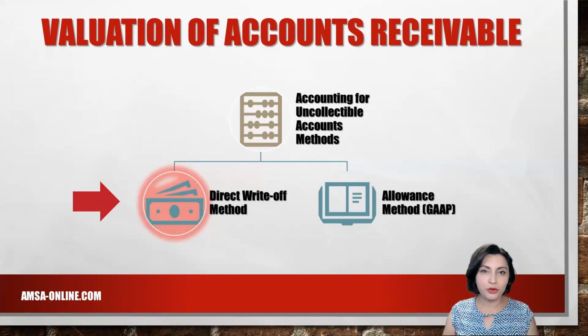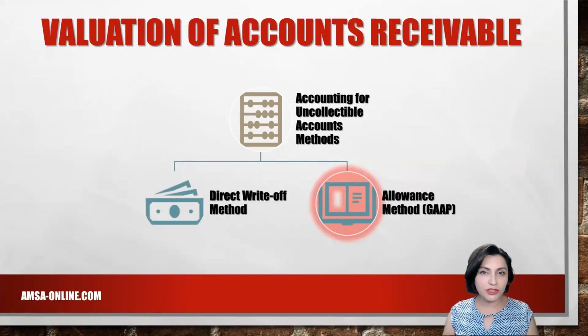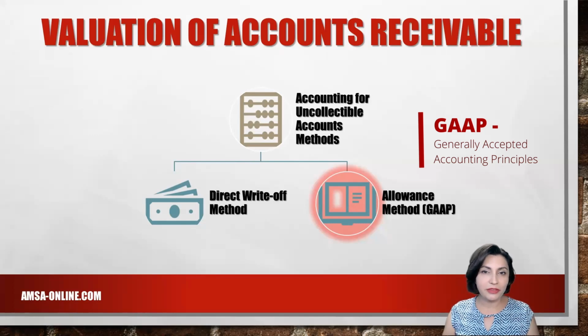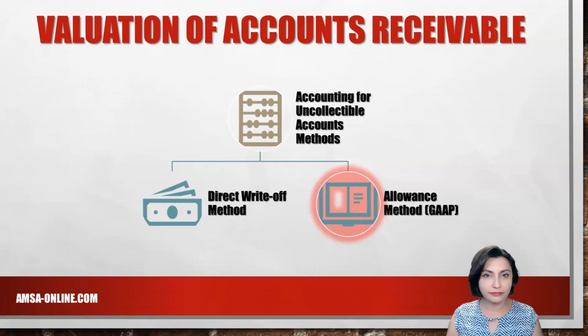The direct write-off method, which records bad debt expense when a specific customer account is deemed uncollectible, is often used for tax purposes. Still, it is not allowed under GAAP unless the amount uncollectible is immaterial. The allowance method is acceptable under GAAP and is the method we will use in this video.